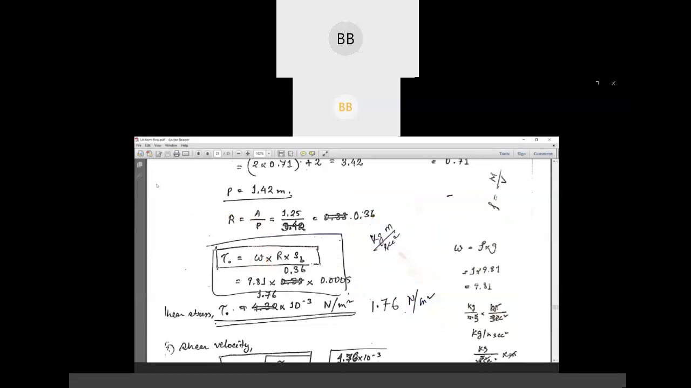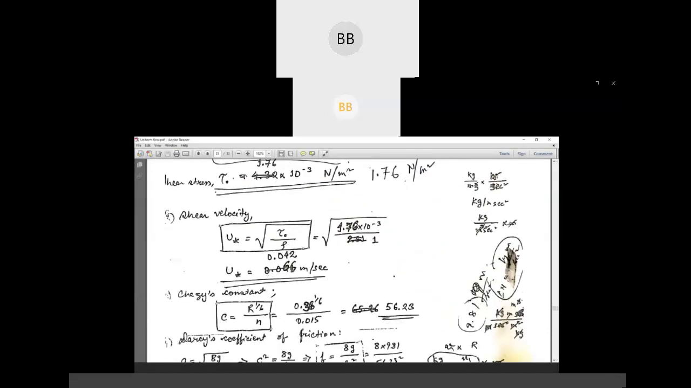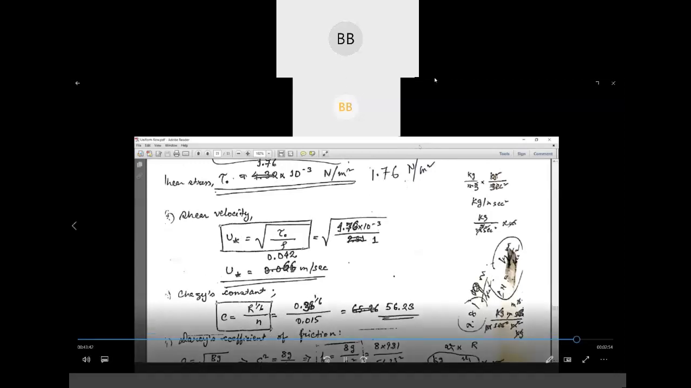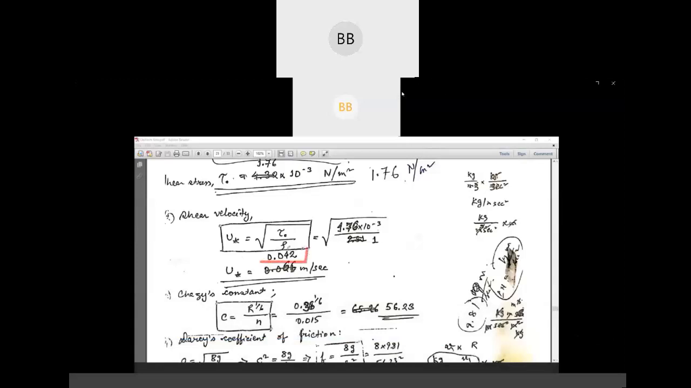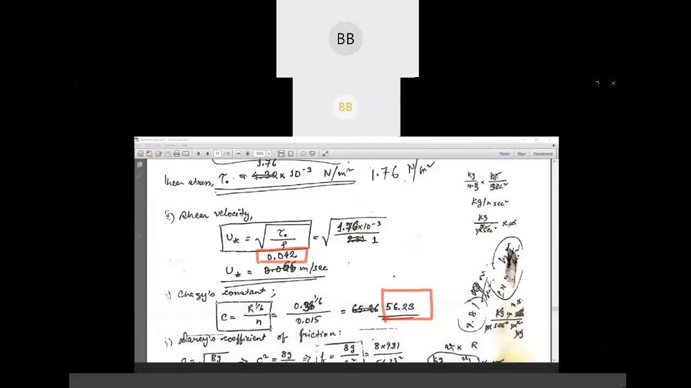This meeting is going to end soon. So kindly write down the answers. Solve on your own and see if you are getting the same values. For shear velocity it is 0.042, Chezy's constant is 56.23. And you can use this equation for Darcy's coefficient of friction. C is equal to root over g by f.